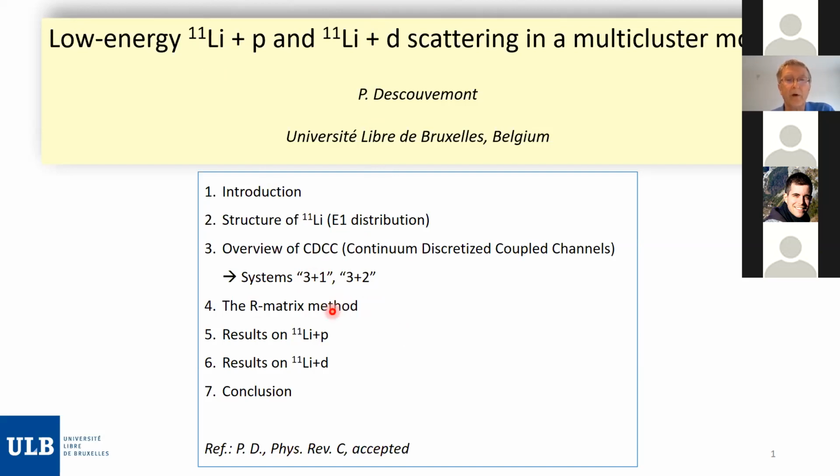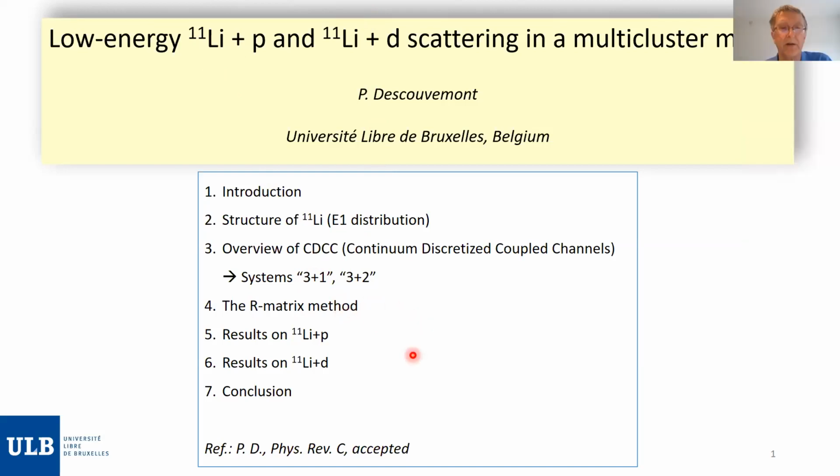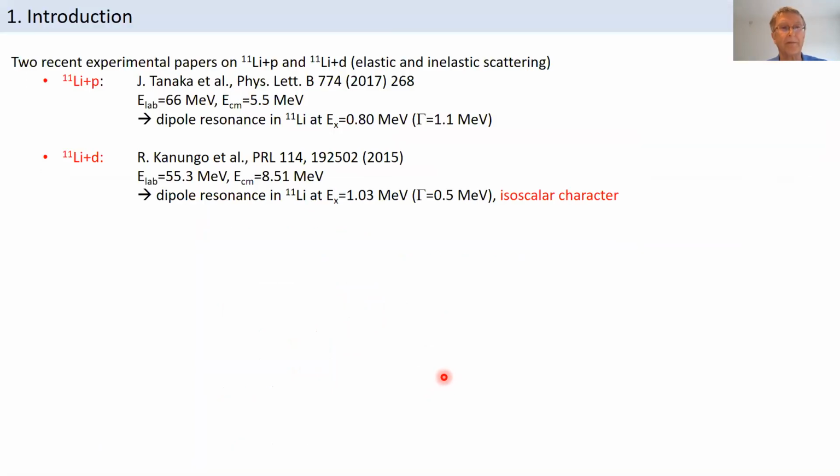Then I will say a few words about the R-matrix method, which I use to solve the coupled channel system. And then I will come to the results, lithium 11 plus P and lithium 11 plus D. So this has been accepted very recently at PhysRef.